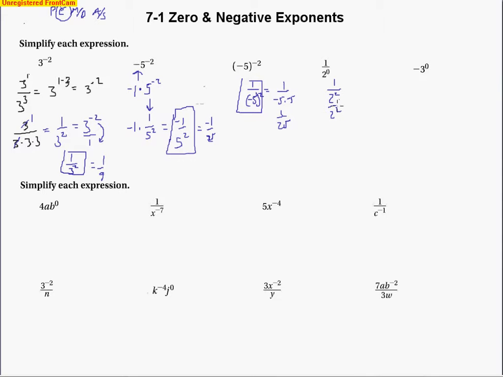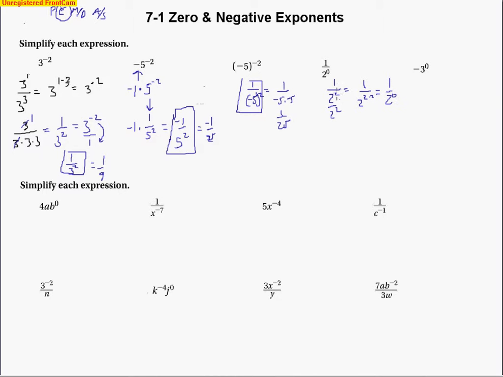So here's how they could have gotten 2 to the 0 power. You see they have that 1 on top, that's where that came from. And we have 2 to the second, which means that we would subtract the exponents again, to show where they got that 2 to the 0 power.